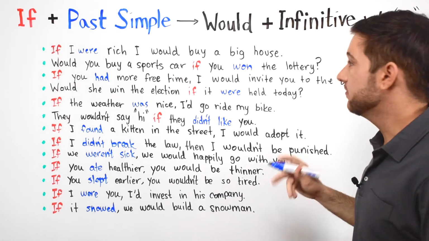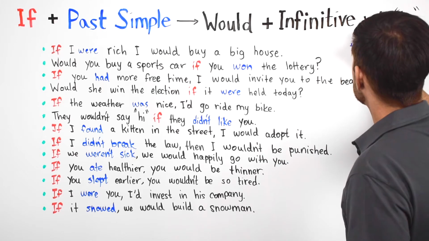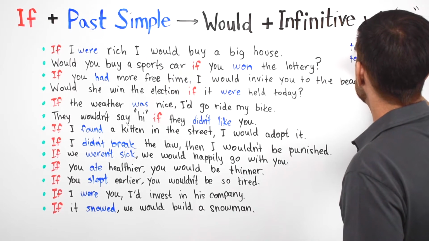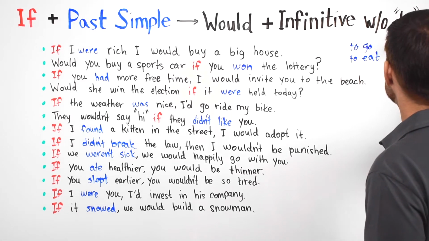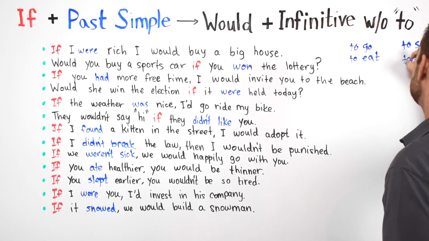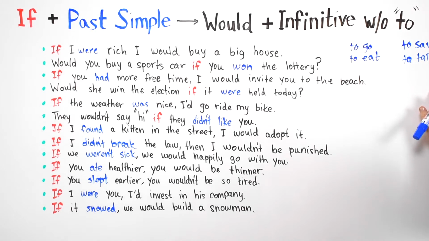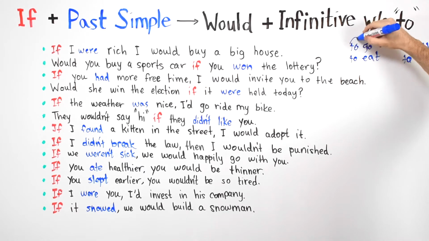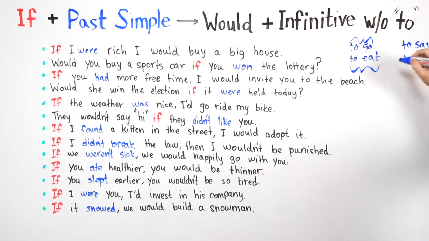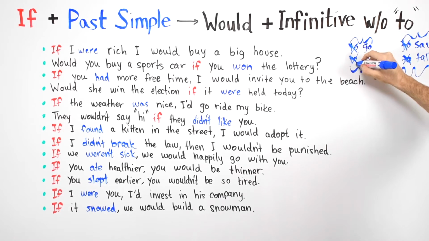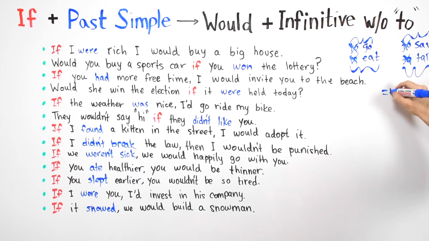An infinitive is a verb like to go, to eat, to say, to talk. How about that? We'll start with these ones first. Infinitive. This is all an infinitive right here. Now, infinitive without the word to. Get rid of to, get rid of to, and get rid of to. So now it becomes known as a base infinitive.